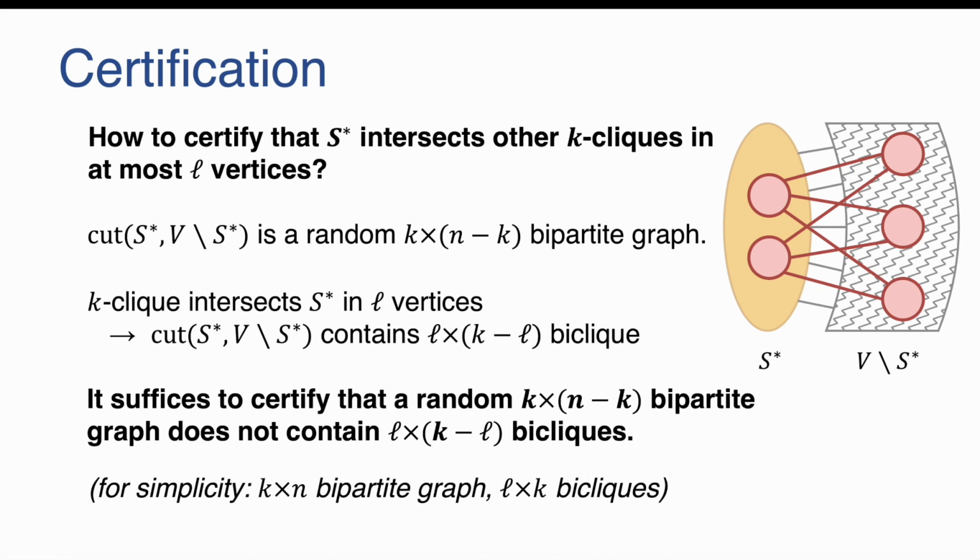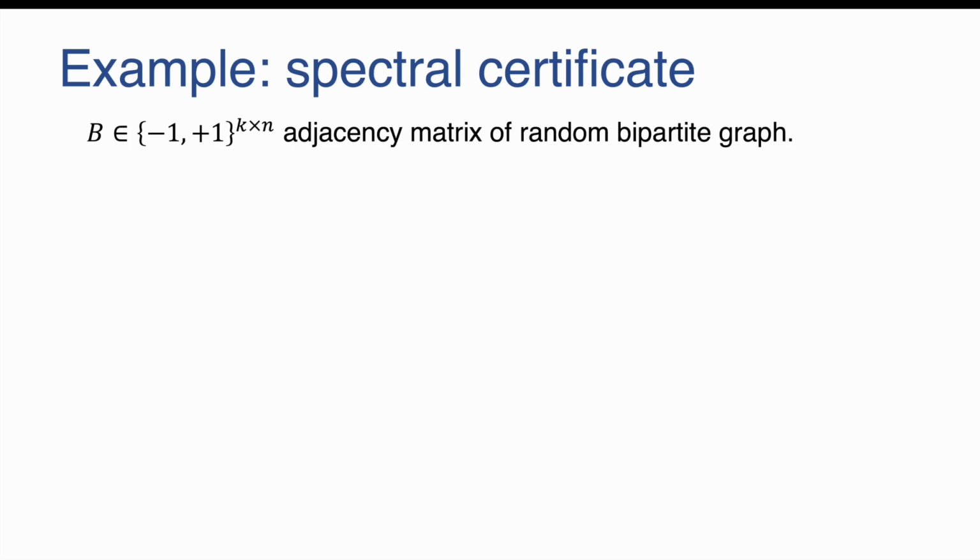So let's see how you can do this first with a simple certificate, a spectral certificate. Let B be the adjacency matrix of this random bipartite graph. So this is a k by n matrix where +1 represents that there is an edge and -1 that there isn't an edge. So B of ij is +1 if the ith node on the left is connected to the jth node on the right in the bipartite graph.